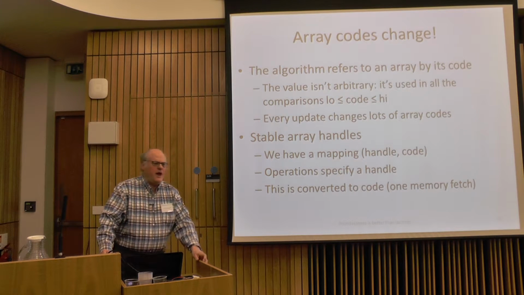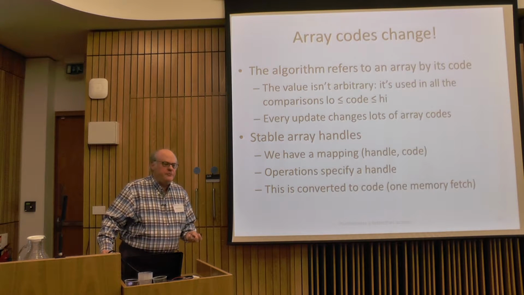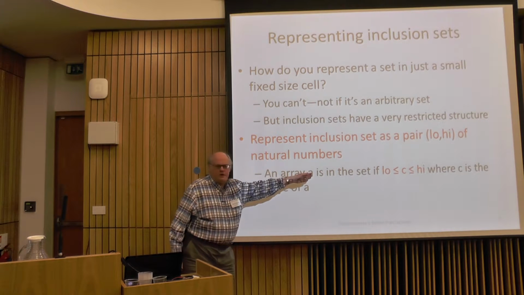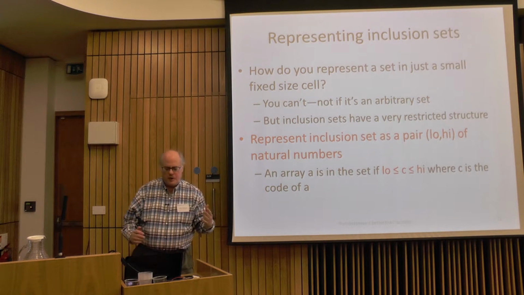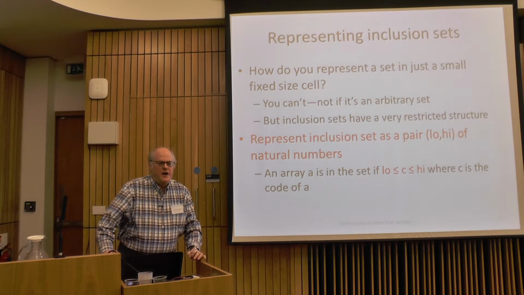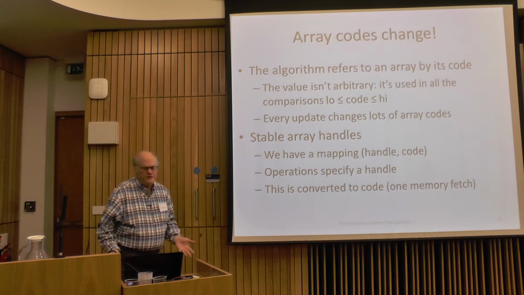that. Yeah, so actually the handles cannot be used for this comparison because making this comparison work requires these strong properties on what the array codes actually are. So every time you do an update, half the array codes in the machine change.